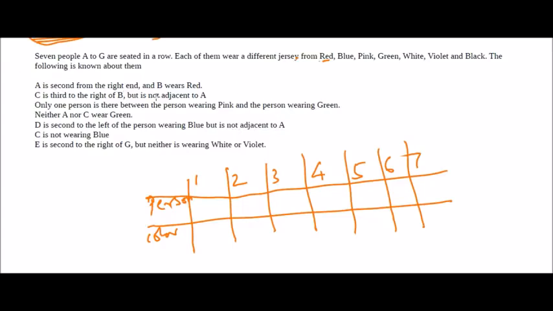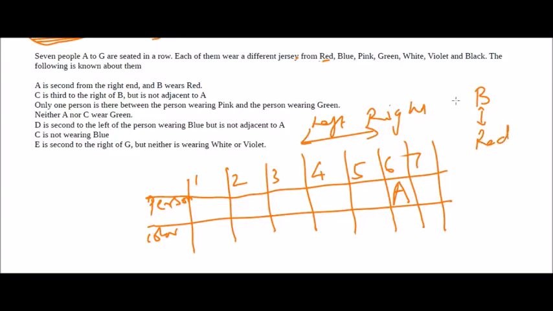A is second from the right end and B wears red. I'll assume this is right, this is left. A is second from the right end, 1 2. So A. B wears red. So where is B?